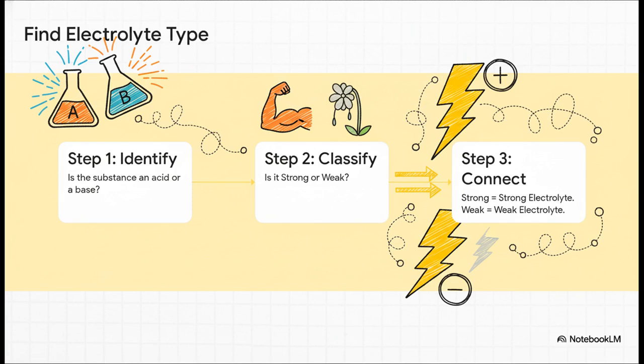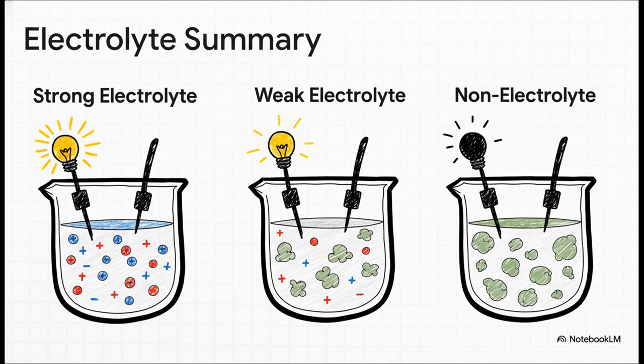It's that simple. So let's just lay it all out. Strong electrolytes, which are our strong acids and bases, release a huge flood of ions. And those ions can conduct a lot of electricity. Weak electrolytes, our weak acids and bases, only release a trickle of ions, so they only conduct a little bit of electricity. And then you have non-electrolytes, which make no ions at all. See? It all fits together perfectly.